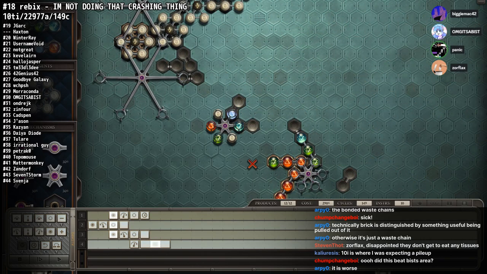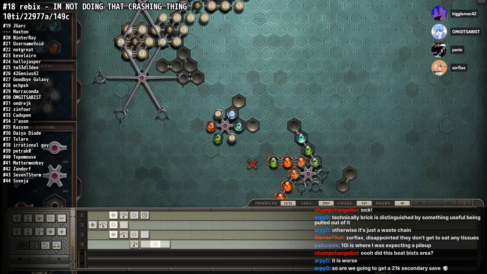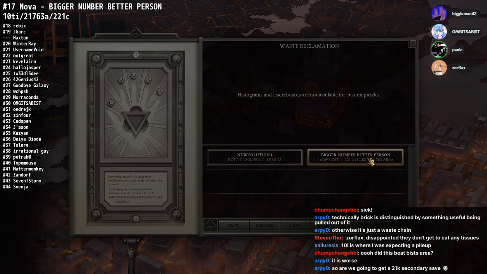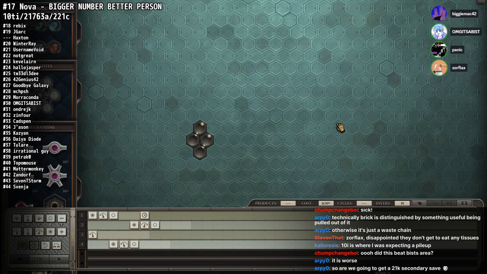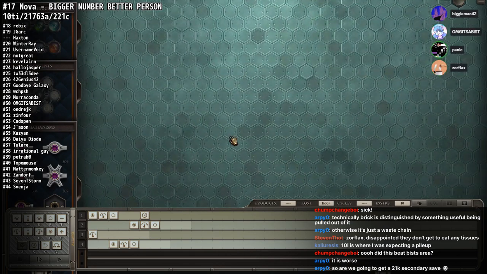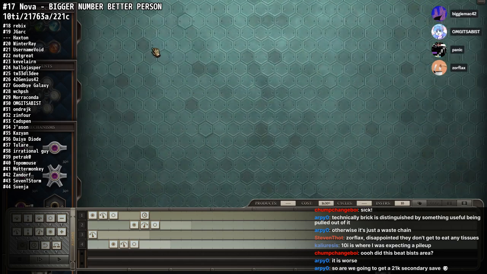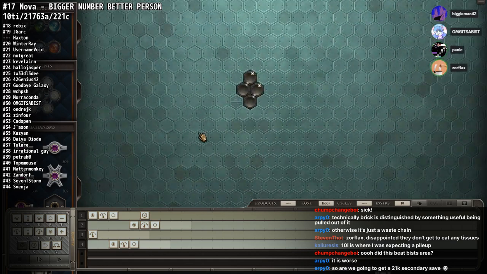And yeah, Rebic's refusing to do that crashing thing. I don't think it matters. It probably would have the same area if it did do the crashing thing. Okay, next up is Nova. Bigger number, better person. Sorry. Wait, the Critelli. No. It beat the last solve's area.